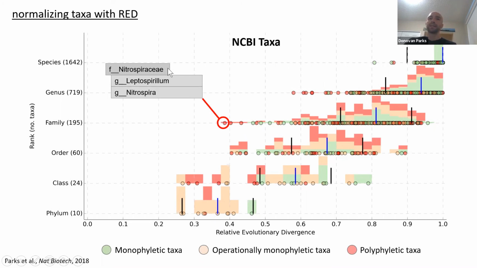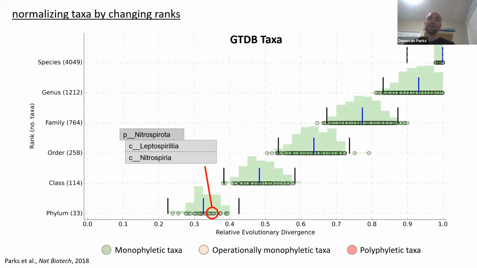Or we can recognize that Nitrosporiceae actually has an RED value much more commensurate with a phylum. So we could reclassify this family as a phylum. In this case, this is what we did. We reclassified this family as a phylum and these genera as classes.